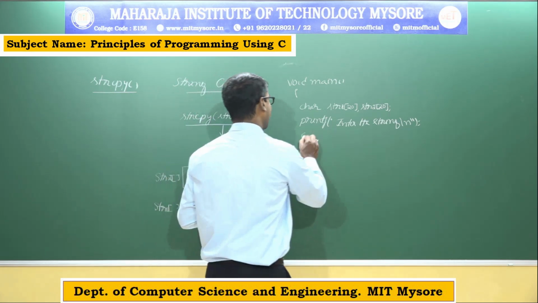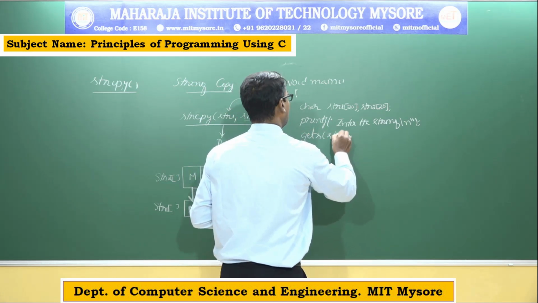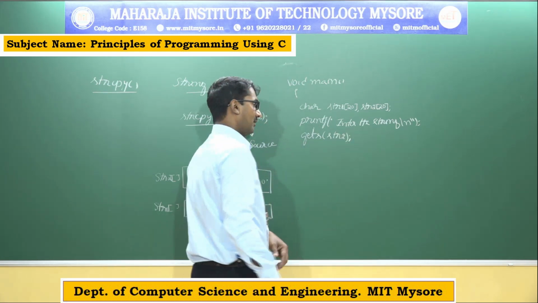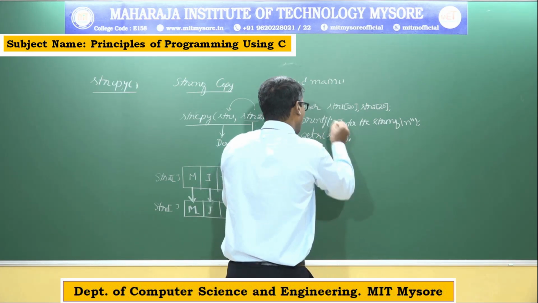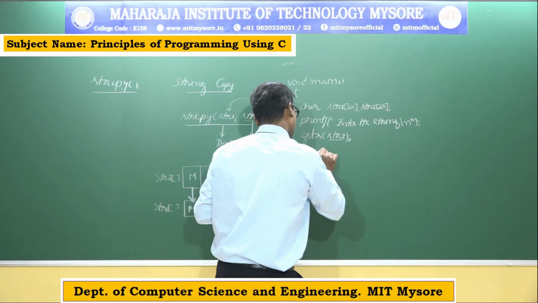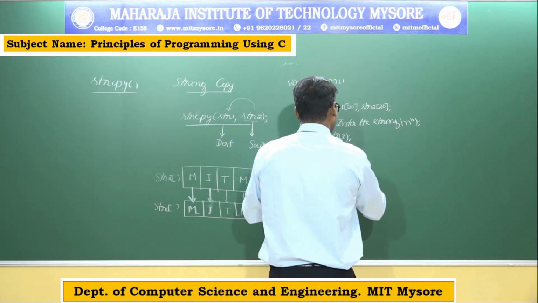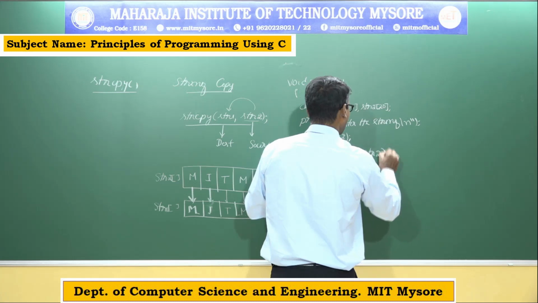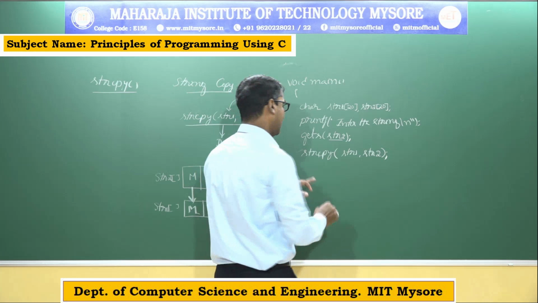So gets(str2). Here str2 is my source string. Next, in order to copy the content of str2 to str1, simply call strcpy within brackets str1 comma str2. Now the content of str2 is copied to str1.